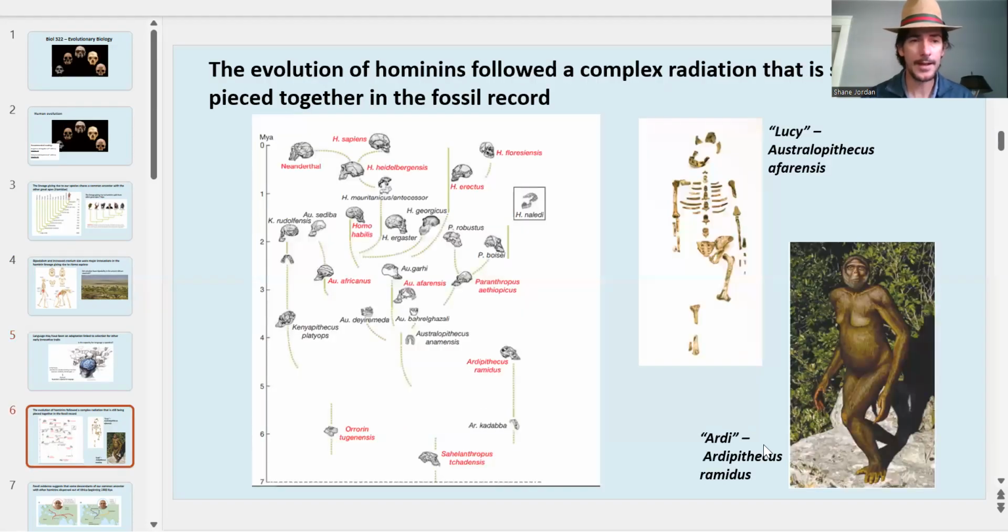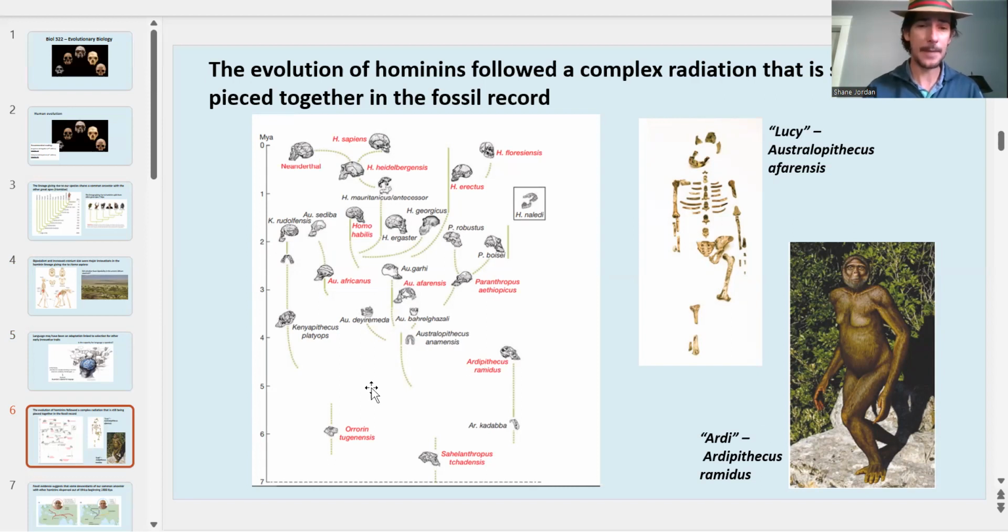So let's look at how the evolutionary history of lineages giving rise to Homo sapiens unfolded. It turns out that the evolution of hominins follows a fairly complex radiation, and this radiation is still being pieced together in the fossil record today. So we're not 100% sure exactly how the whole thing played out, but we do have a pretty good sense of the time frame based on being able to date the fossils that have been recovered.